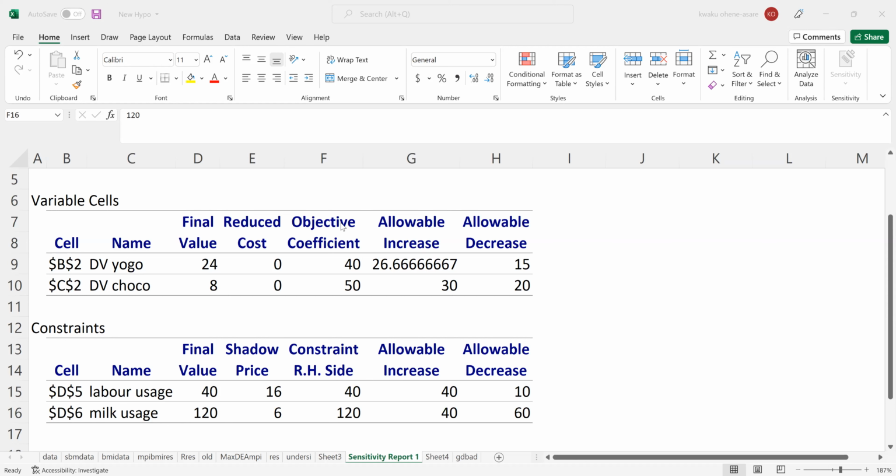The lower is 25, and then the upper boundary is 66.66. Good. What does this mean? And this is the most important thing here. For the objective coefficient here, what does this mean?